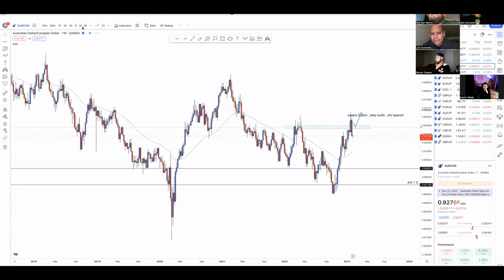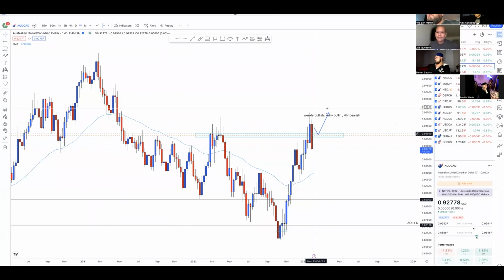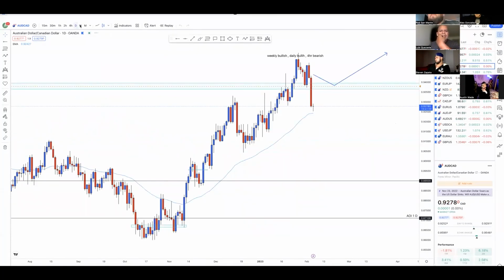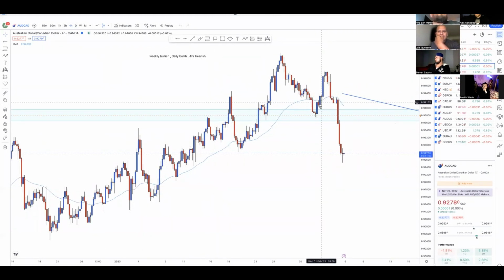AUD CAD on the weekly. Hold on. All right, so AUD CAD on the weekly time frame. We were waiting for the pullback into this level to go long. On the daily, we got the pullback into the level. On the 4 hour, we got the shift.